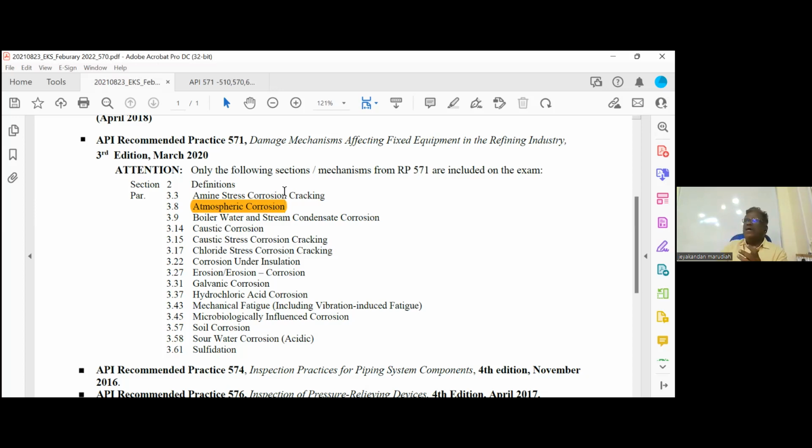Marine environments will have 20 mils per year corrosion if the pipe is not coated. Polluted industrial environment will have 5 to 10 mils per year. Wet rural 1 to 3 mils per year. Dry rural less than 1 mils per year. You have to remember these numbers. Again, I will repeat. Marine environments 20 mils per year. Polluted industrial 5 to 10 mils per year. Wet rural 1 to 3 mils per year, dry rural less than 1 mils per year.